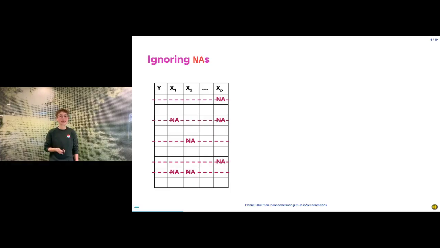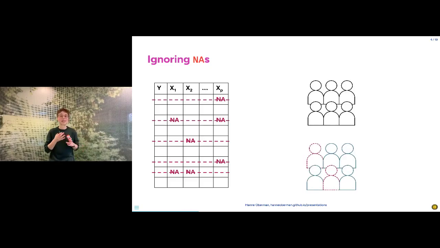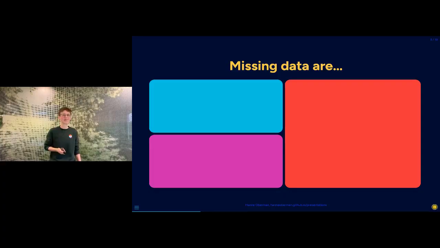And more importantly, it assumes that the data that we do have is completely representative of the population that we may want to extrapolate to. And that is not always the case. For example, when in a clinical trial, people drop out due to side effects from the treatment, we might end up overestimating the efficacy of our treatment. So complete case analysis often leads to biased results. And we don't want that.